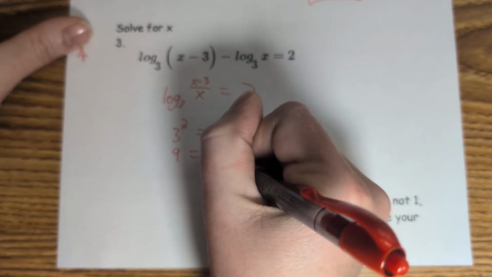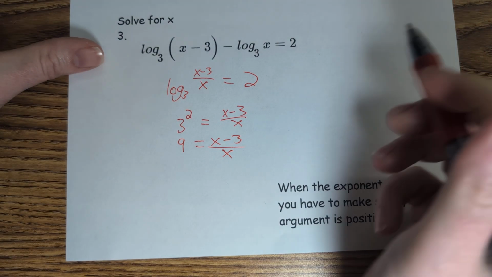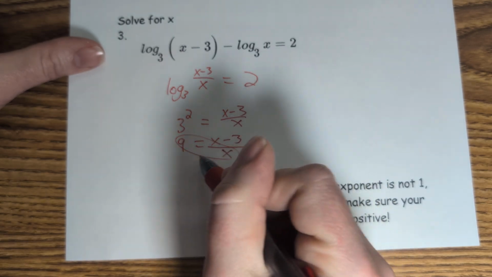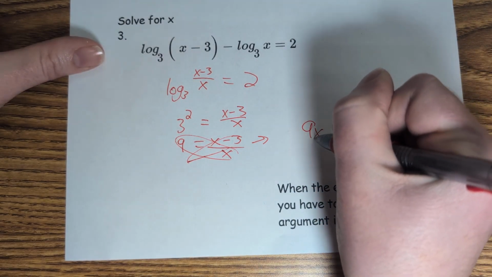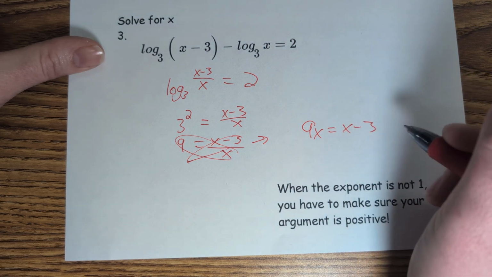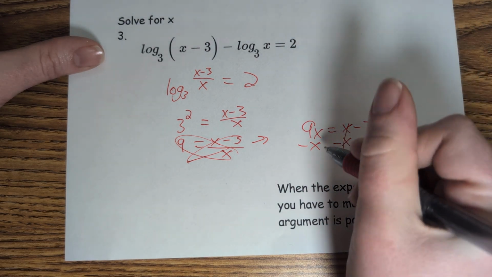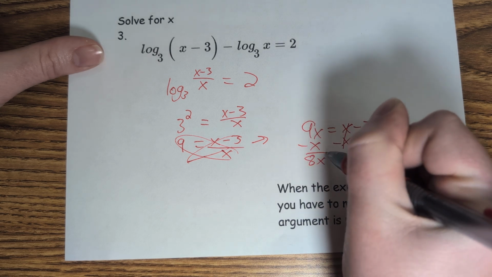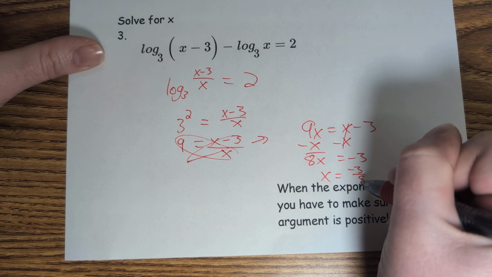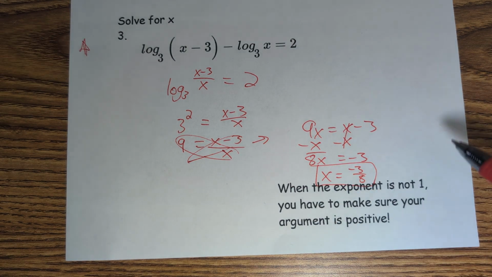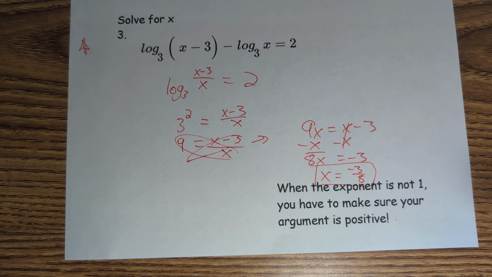The 3 squared turns into a 9. 9 equals x minus 3 over x. Well, now I can cross multiply, same as I did before. That leads to 9x equals x minus 3. Subtract the x from both sides, and that leads me to 8x equals negative 3, x equals negative 3 over 8. Okay, but it's negative, so let's talk about this.